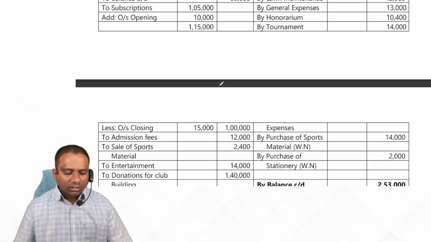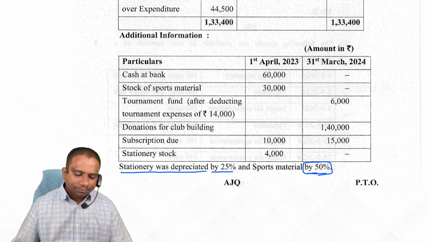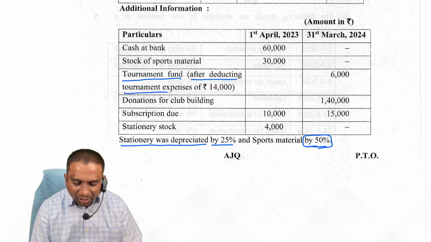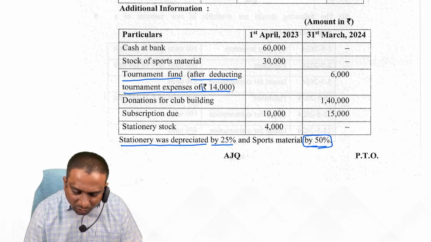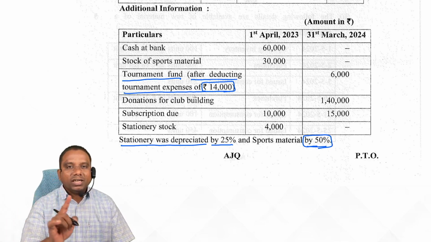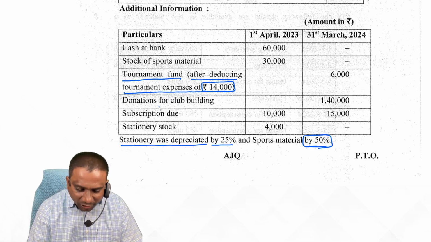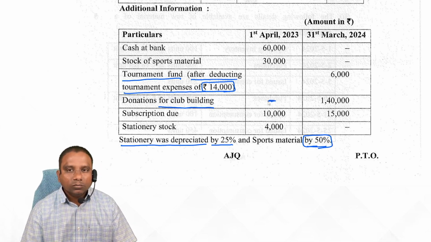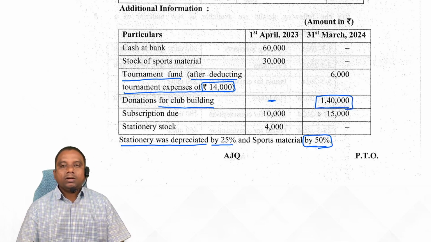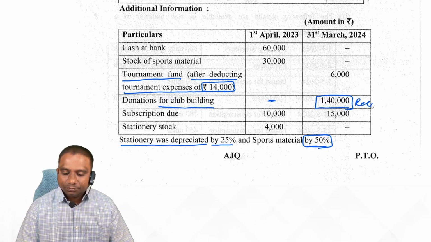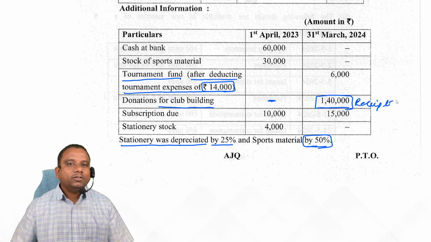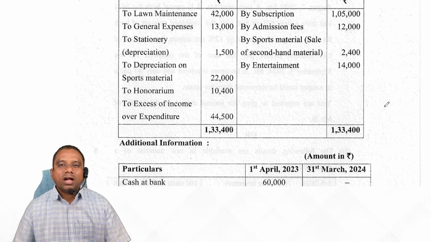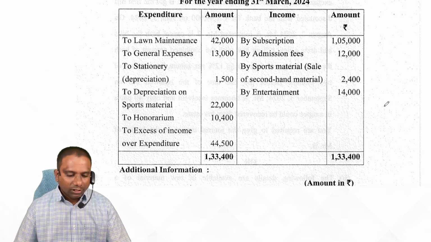Apart from this, there is nothing difficulty. And one more thing, here they said tournament fund after deducting tournament expenses 14,000. Means this 14,000 rupees we have to show as an expense. That is important aspect in this problem. Next, donations for club building. If you observe, opening there is no donation for club building. But at the end of the year, we have donation for club building. Nothing but it is receipt. Yes or no, students? So these four things are very important in this problem. Apart from this, there is nothing new. Clear? Next one.